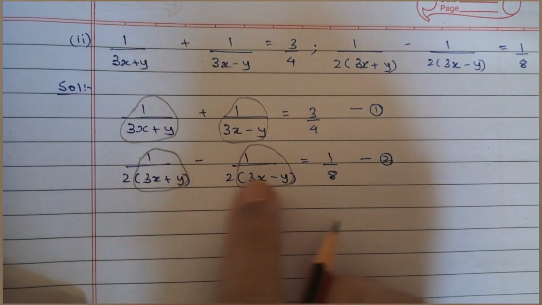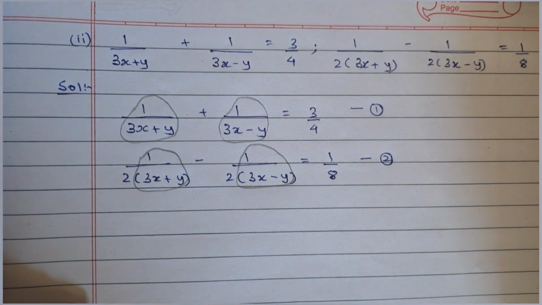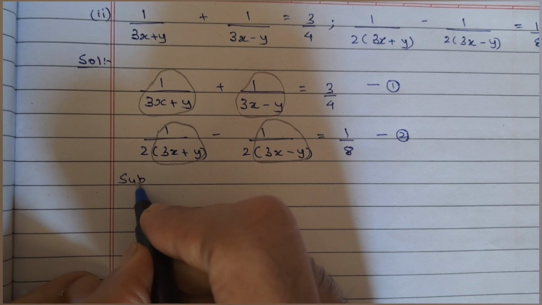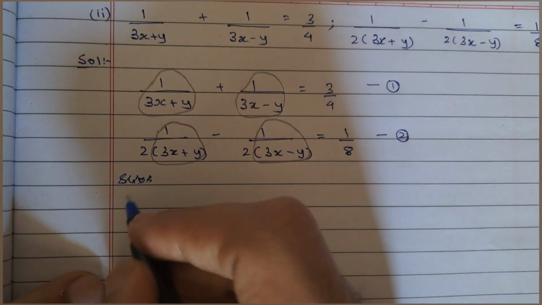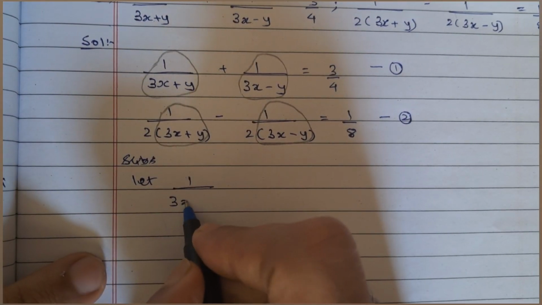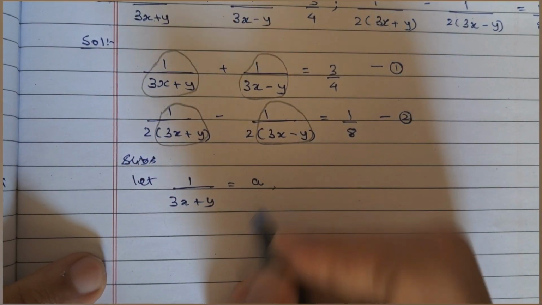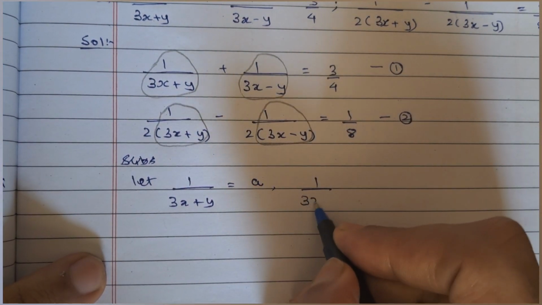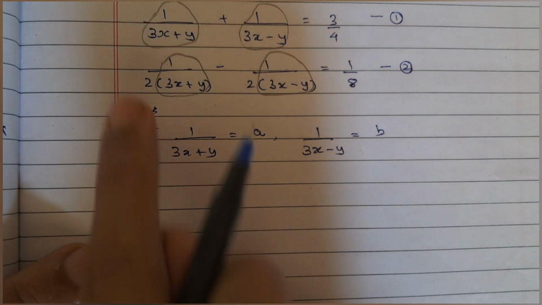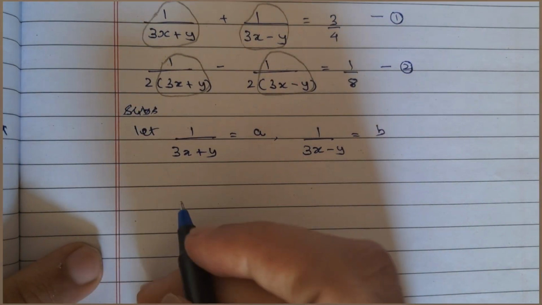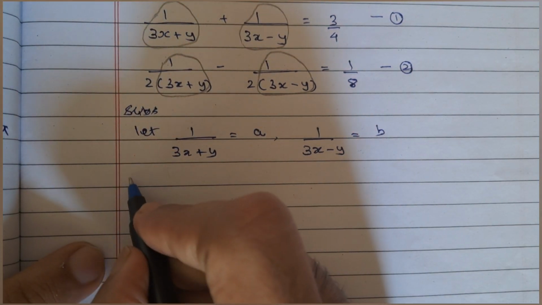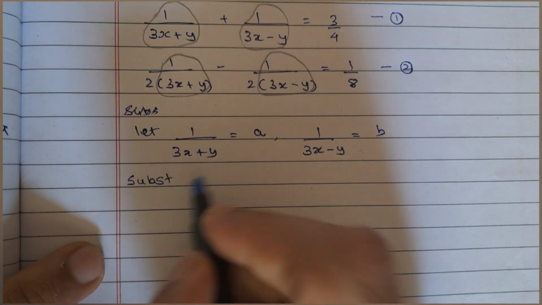So let me name these two terms as something, a and b, or m or n, anything you can name. So here I will say, let 1 upon 3x plus y be a, and 1 upon 3x minus y be equal to b. By doing this, the equations will change now, right? What was the wording that we used last time? Substituting the value of, we use the same, right?